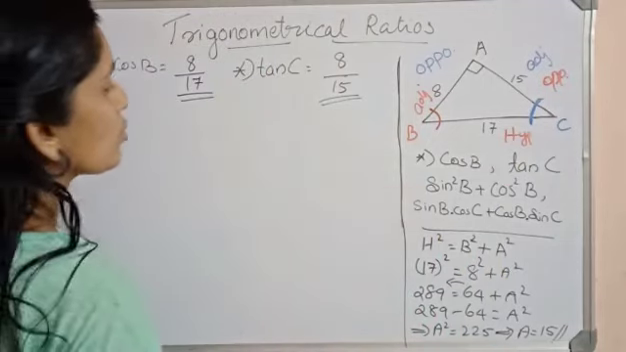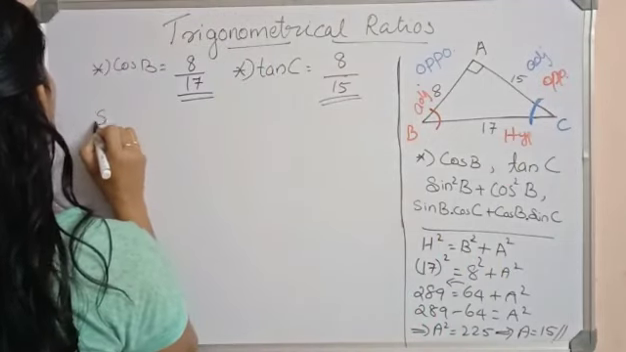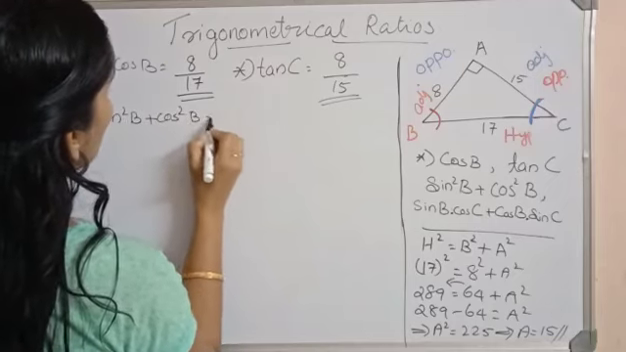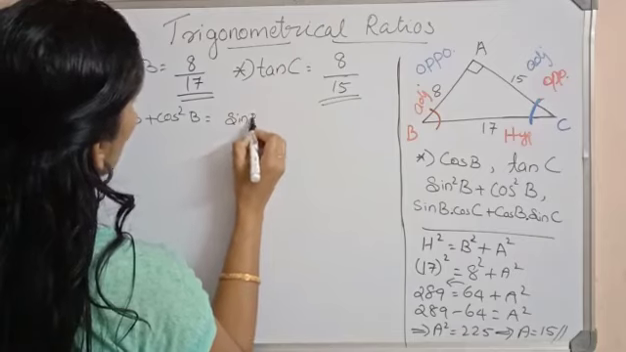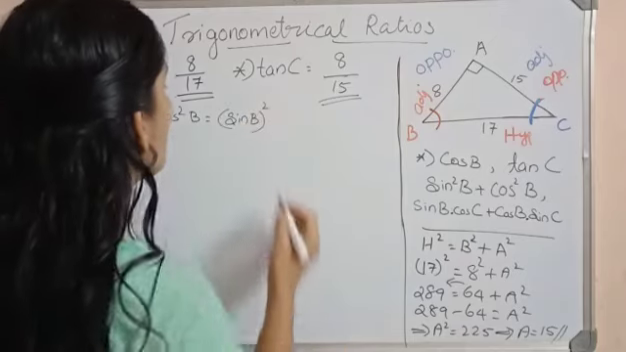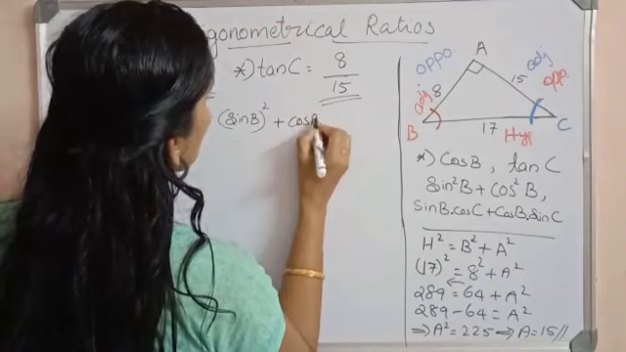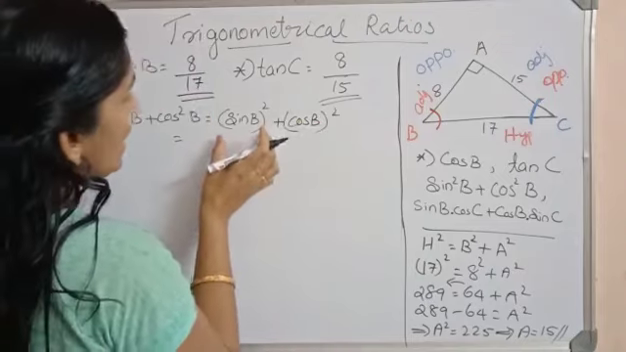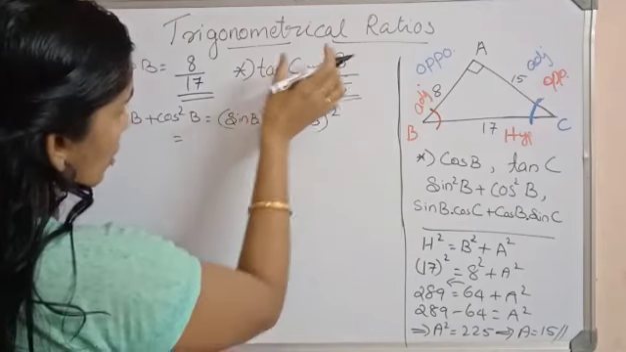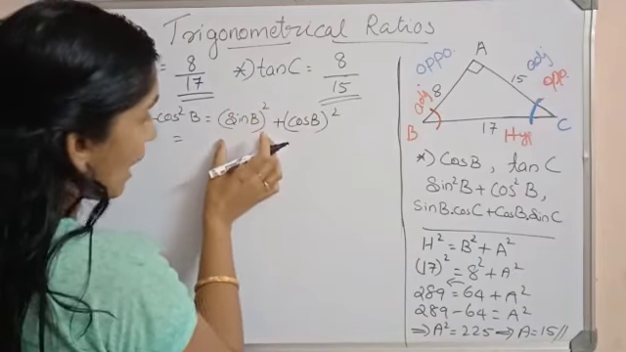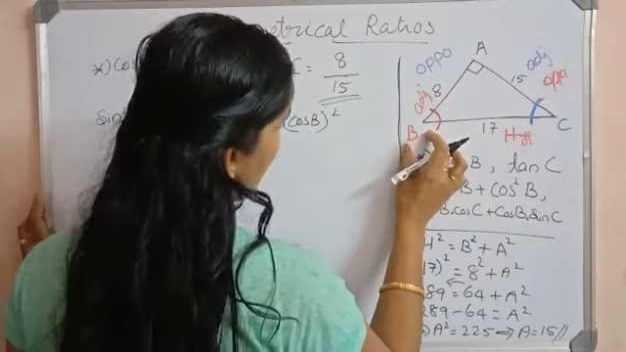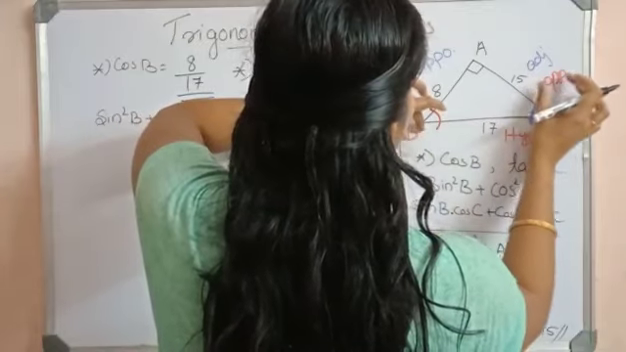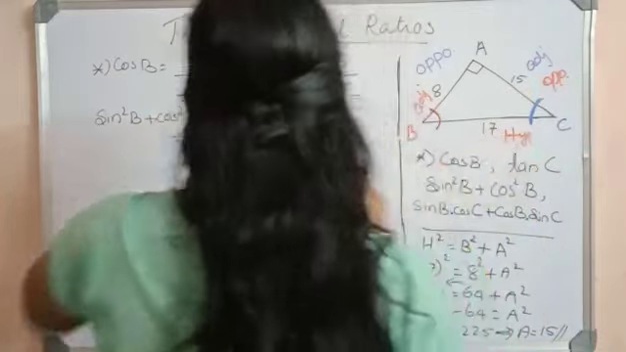Now let's find sin square B plus cos square B. Sin square B plus cos square B is equal to sin B the whole square plus cos B the whole square. How to find the trigonometrical ratio sin B? It is opposite side by hypotenuse. So here B is the angle of reference. Therefore sin B will be opposite side 15 by 17.